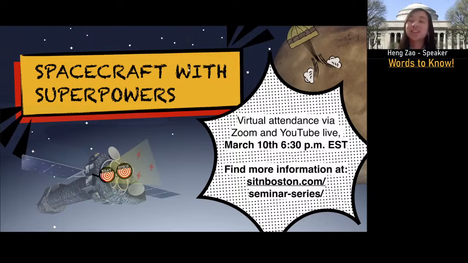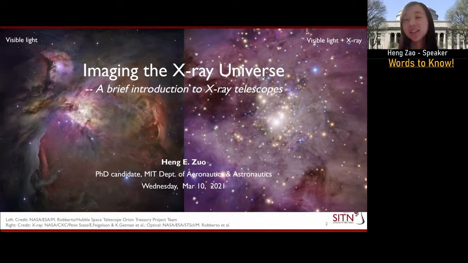All right, thanks for the introduction and welcome everyone. We are 3 graduate students and postdocs from MIT. As you can see from my background, we are giving a series of 3 talks featuring spacecraft with superpowers. I'll get started with the research related to what I'm doing. The title is Imaging the X-ray Universe, where I'll give you a brief introduction to X-ray telescopes, how they work, why we care, and what we can do with them, in the next 15 minutes or so.